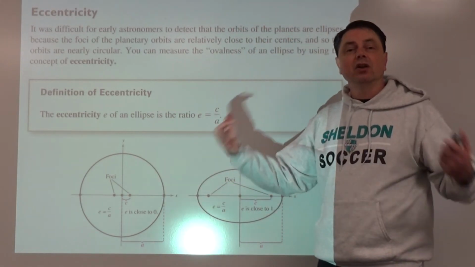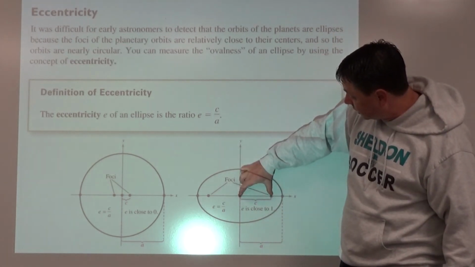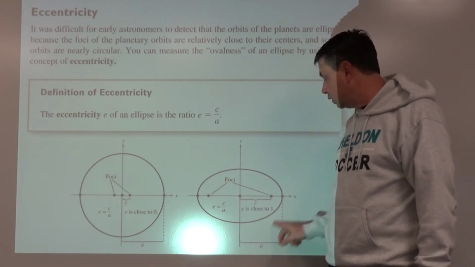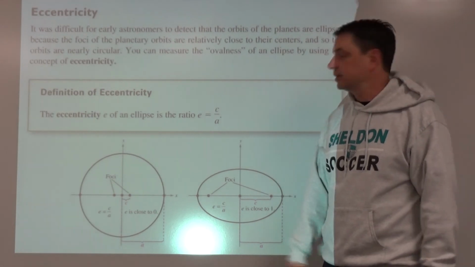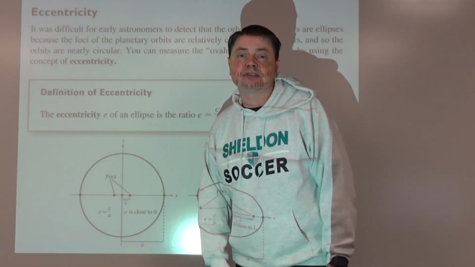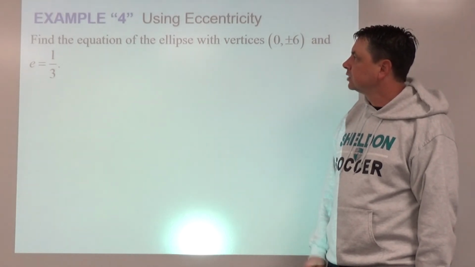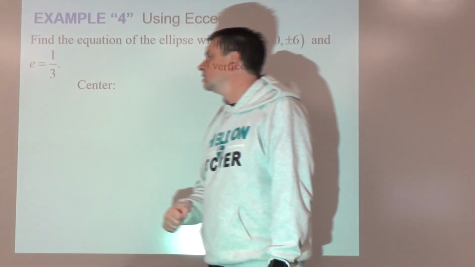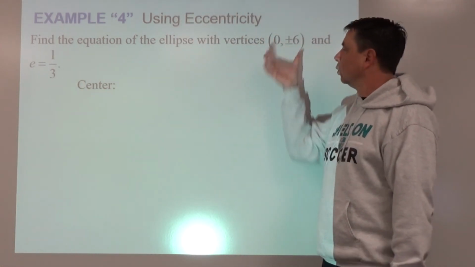Whereas if it gets elongated, so less like a circle, we have a large c compared to the a. So when we divide them, it's going to be a lot closer to 1. So the closer to 1 it is, the less circular it is. The closer to 0 the eccentricity is, the more circular it is. So example 4, using eccentricity. If we're given the eccentricity to be 1/3, and we've got vertices, so what does that tell us?